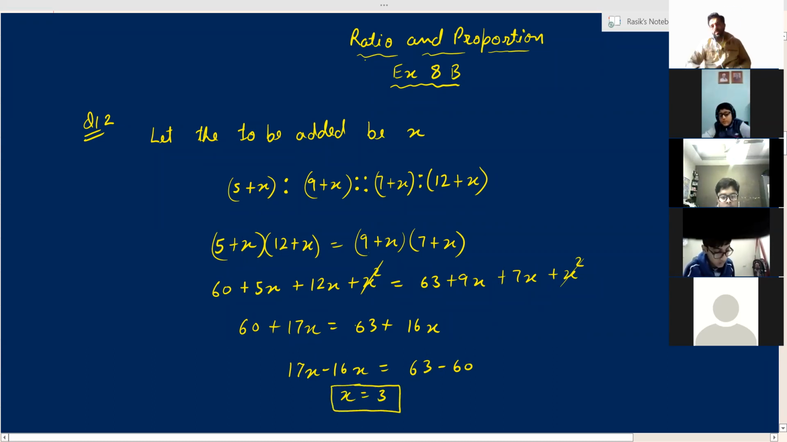The next question can be done as homework. Question 13 is the same as question 12. So we will start with question 14. Do we have to put the value of x also? No. You just have to find what number must be added. We have found that 3 should be added. Only this much we have to do. We don't have to find the new numbers.